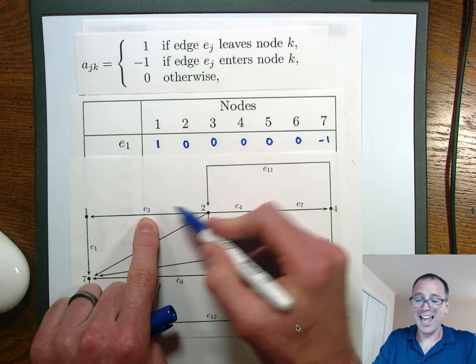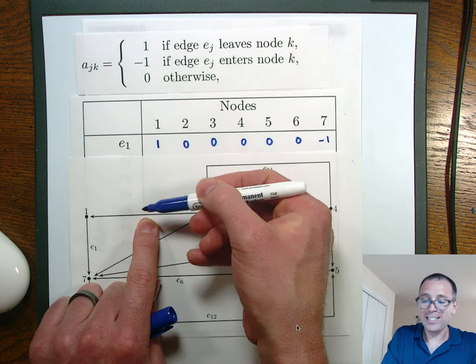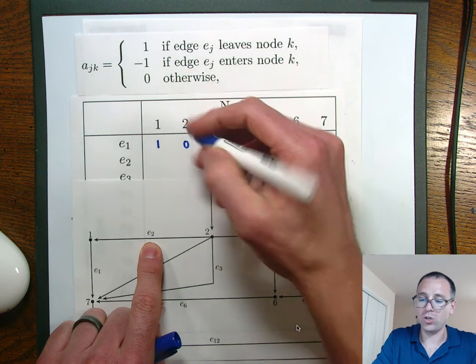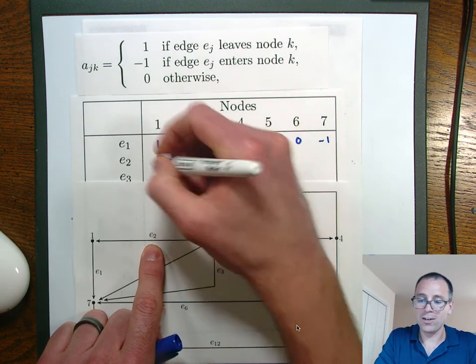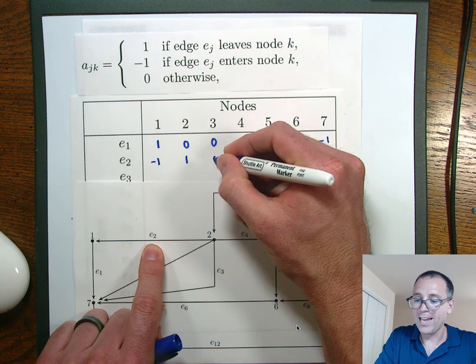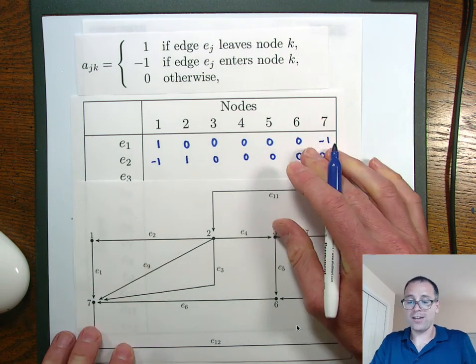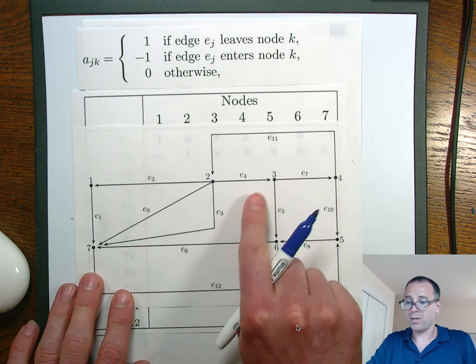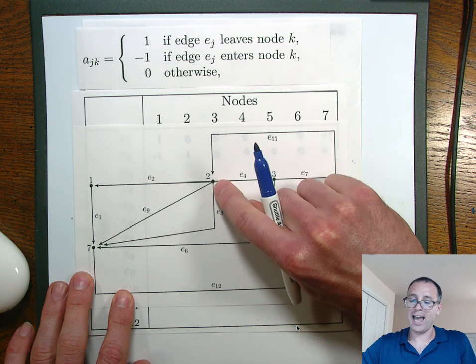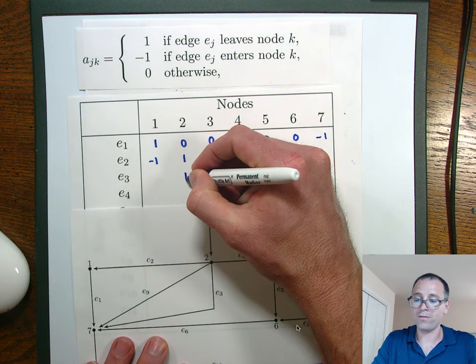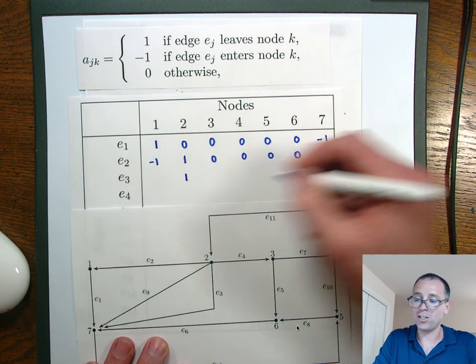Let's try another one. We say that edge 2 exits node 2. So in node 2, edge 2 exits that node, and it enters node 1, and everything else gets 0. Edge 3, let's go ahead and take a look at edge 3. Edge 3 is here. It exits node 2 and enters node 7. So it goes out of node 2 and into node 7.